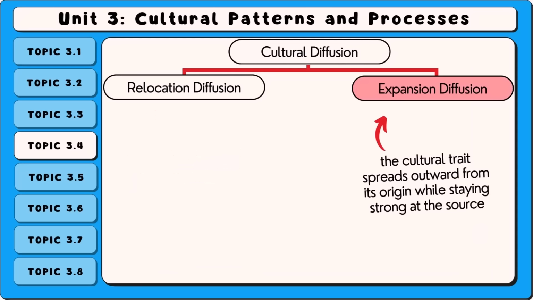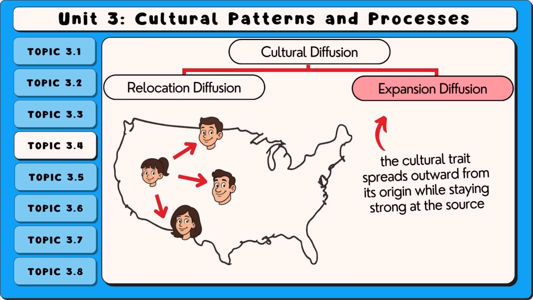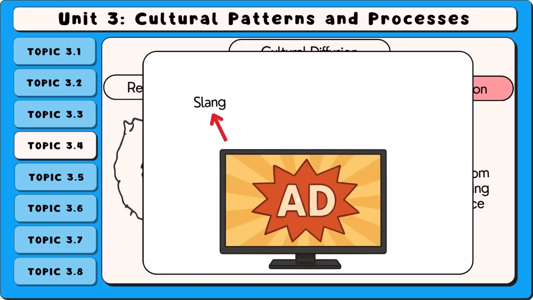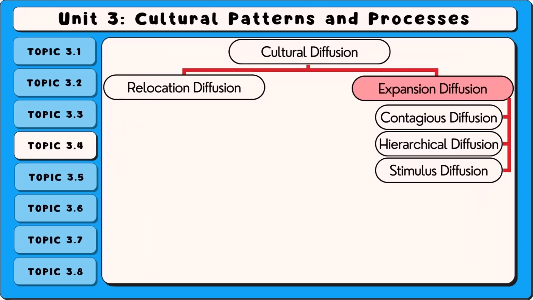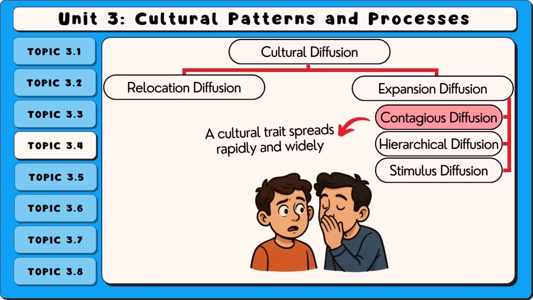Now let's look at expansion diffusion. In this type, the cultural trait spreads outward from its origin while staying strong at the source. The trait moves from person to person, place to place, growing larger without people having to migrate. For example, when a new slang word, food trend, or fashion style spreads through social media or advertising, it's usually expansion diffusion. Expansion diffusion can happen in 3 different ways: contagious diffusion, hierarchical diffusion, and stimulus diffusion. Contagious diffusion spreads rapidly and widely like a wave.